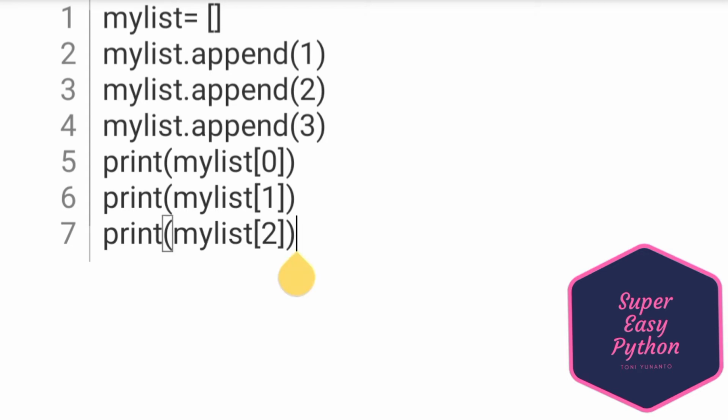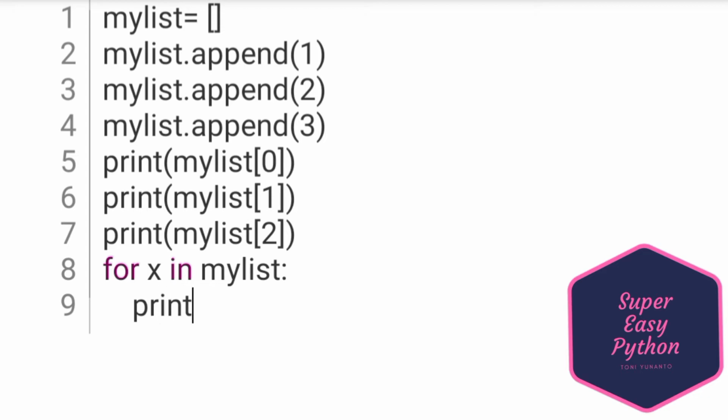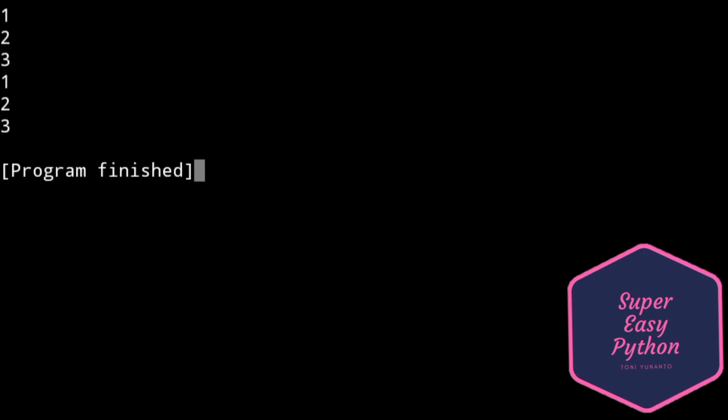And then next, for x in my list, and then colon, and then it will directly give some space, friend. Print x, and then we run it. The result will be 1, 2, 3, 1, 2, 3. It will create an array.